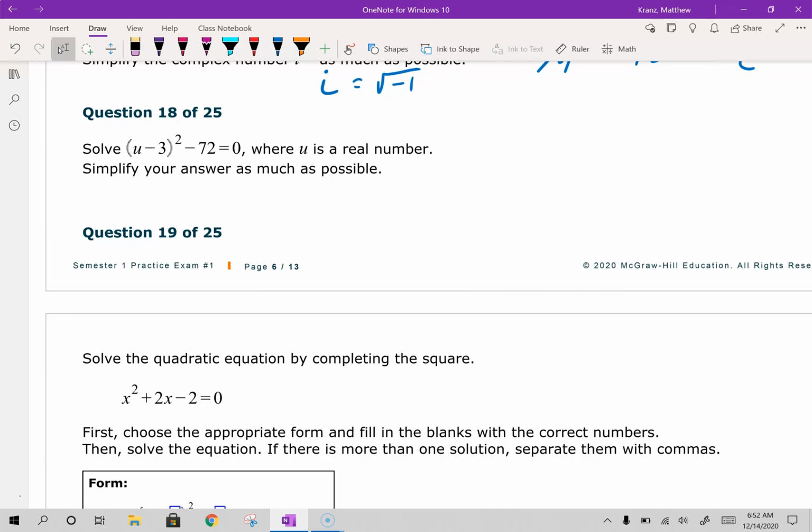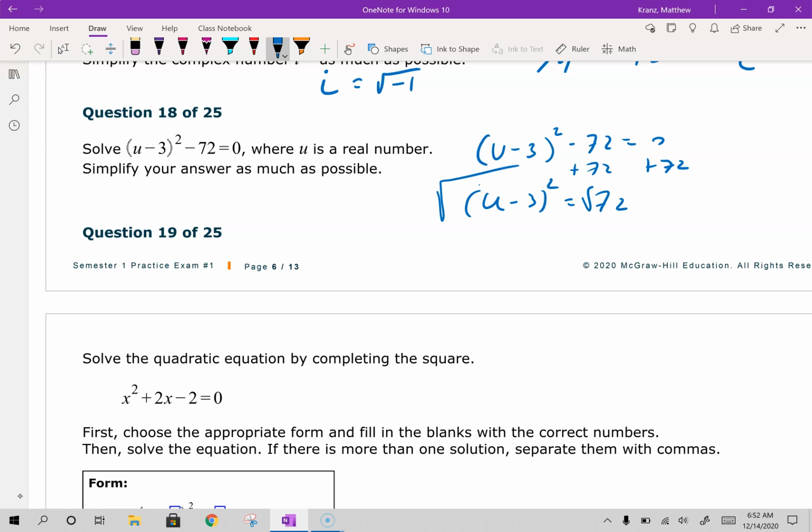We're going to solve this. What we're going to do here is use our square root property. We're going to add 72 to both sides. So (u minus 3) squared equals 72. We square root both sides, giving us u minus 3 equals plus or minus the square root of 72.